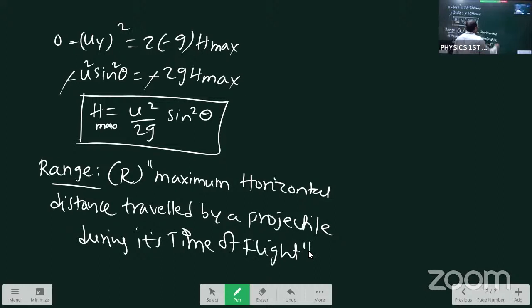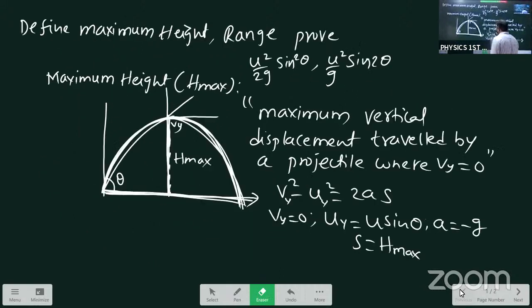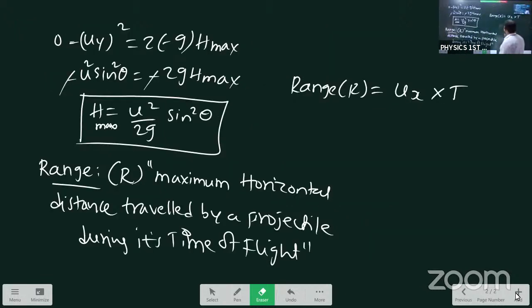So we are writing our general formula: velocity equals displacement by time. Instead of displacement, we take R. Range R equals velocity into time, velocity during the time of flight. That's why we write the horizontal component. Previously we took the vertical, the y component. In the present situation, it is the horizontal component ux into time of flight t.